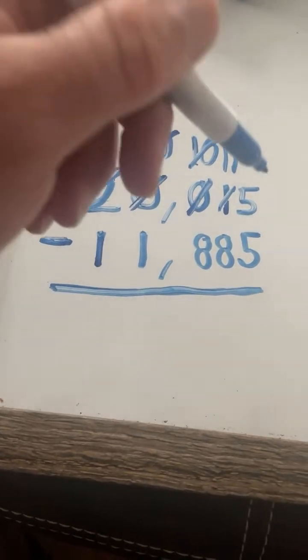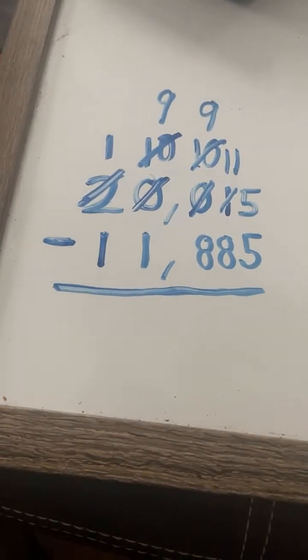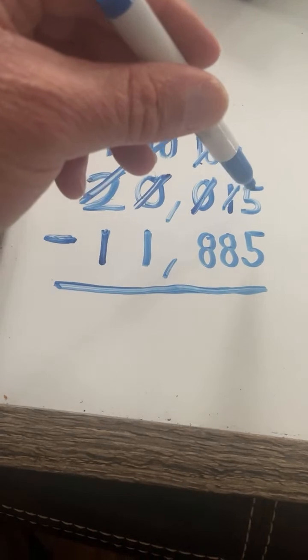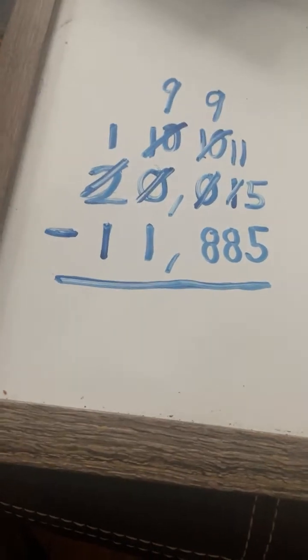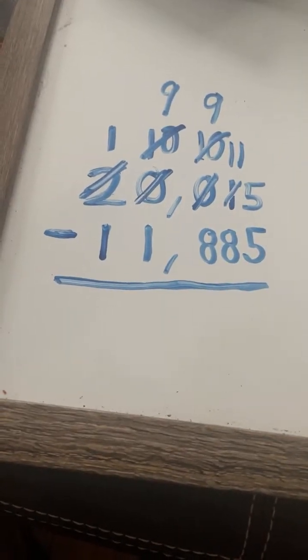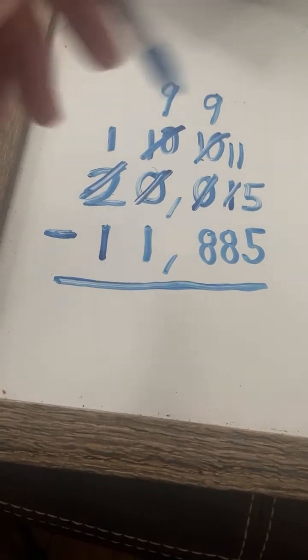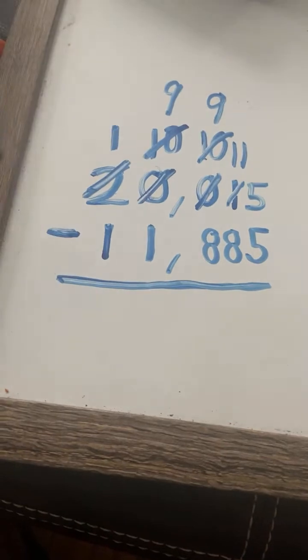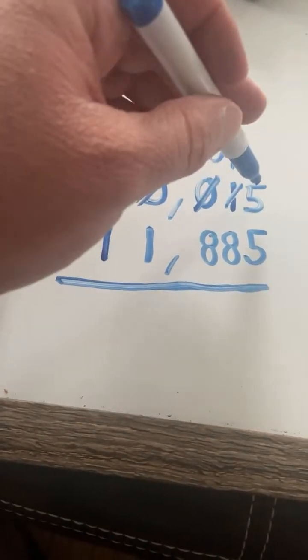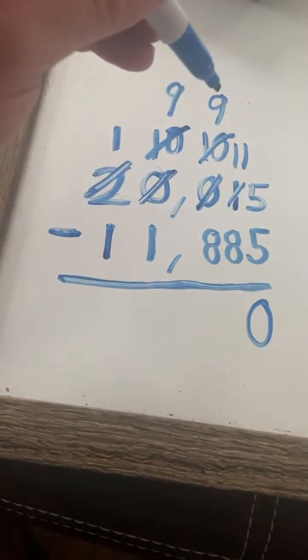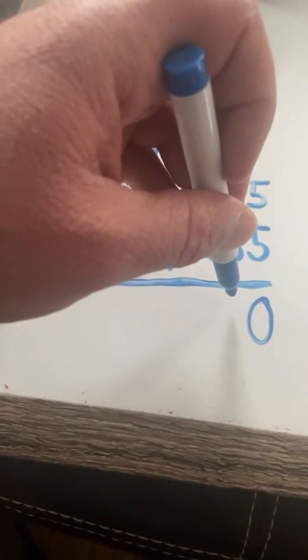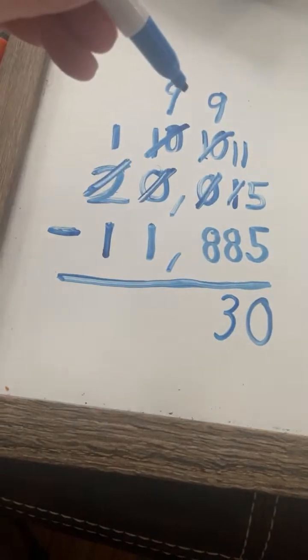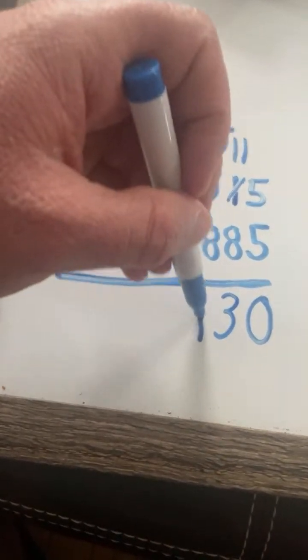So I'm going to start in the ones place. When we get to the subtraction itself, we always start in the ones place. We can regroup from left to right, but we always subtract from right to left. So starting in the ones place, 5 minus 5 equals 0. 11 minus 8 equals 3. 9 minus 8 equals 1.